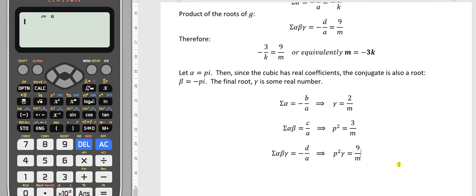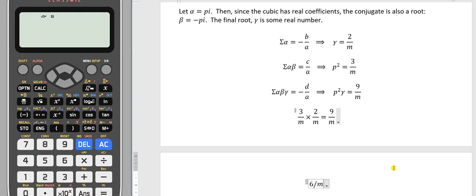So how is this going to help us? Well, having written them all out like this, I can see one way straight away that might be useful. I've got p squared, I've got gamma, and I've got p squared gamma. But this is not just a restatement of these two. If I multiply the first and the second equations together, I multiply their left-hand sides, I multiply their right-hand sides, I should be able to find m. I can say that 3 over m, which is p squared, times 2 over m, which is gamma, is equal to 9 over m.